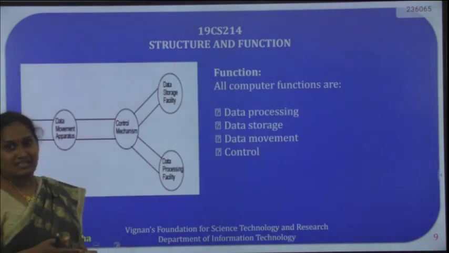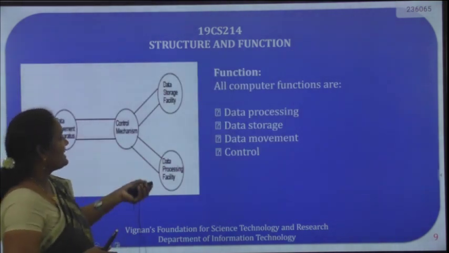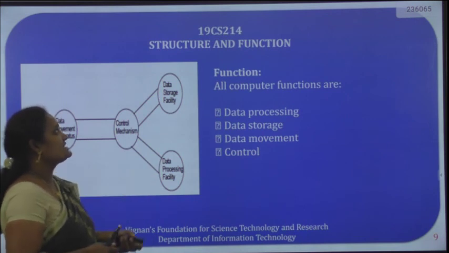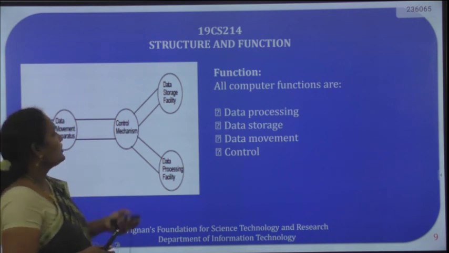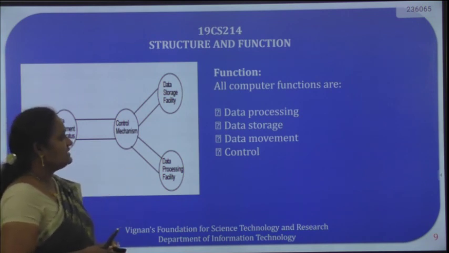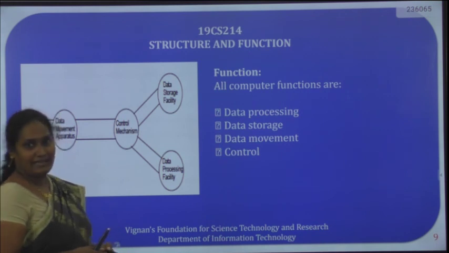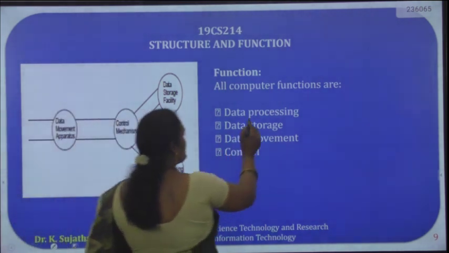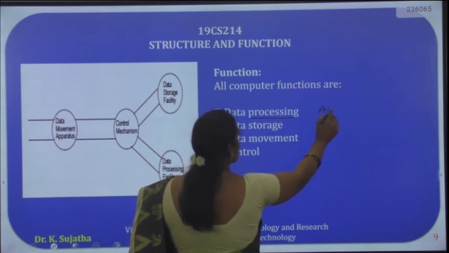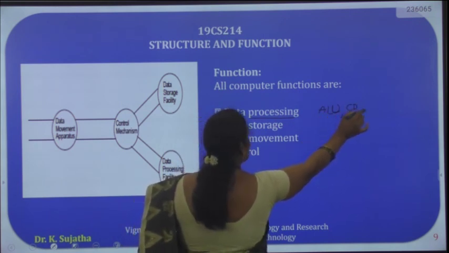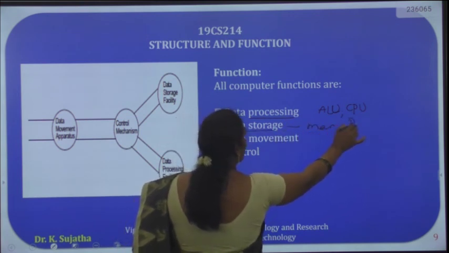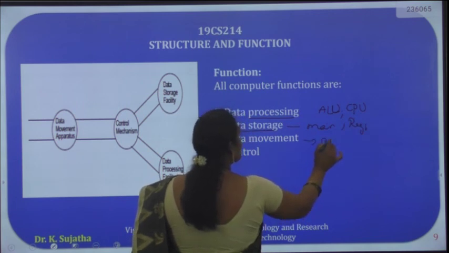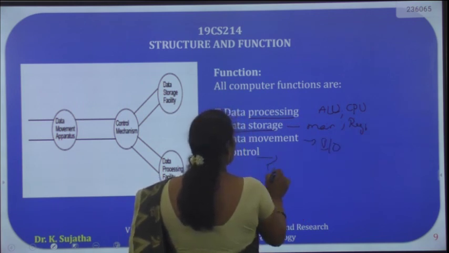And also we have seen the functionalities. Now here I am going to summarize the functionalities. What are the various functionalities that all those components we see in the structure are doing? The functionalities are data processing, data storage, data movement and control. Data processing will be done by the arithmetic logic unit, or we can take it as the CPU. Data storage can be done by memory or registers. Data movement can be done by the input output subsystem. Control can be done by the control unit.